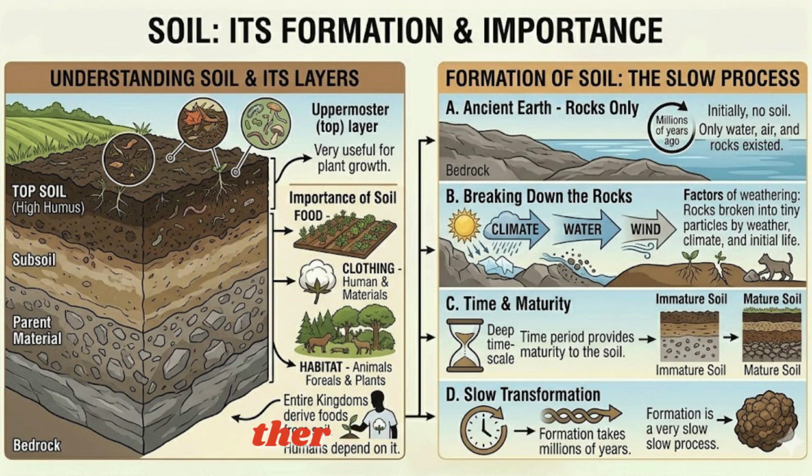Millions of years ago, there was no soil on the Earth. There were only water, air and rocks. The main factors for soil formation are rocks, climate, plants and animals for a long period of time. The rocks are broken into tiny particles due to weather, depending upon the climatic conditions of the place. Time period provides maturity to the soil. Formation of soil is a very slow process and it takes millions of years to form the soil.